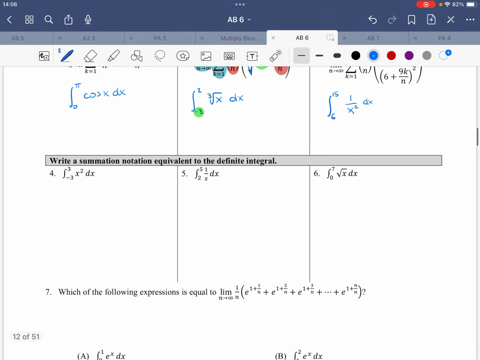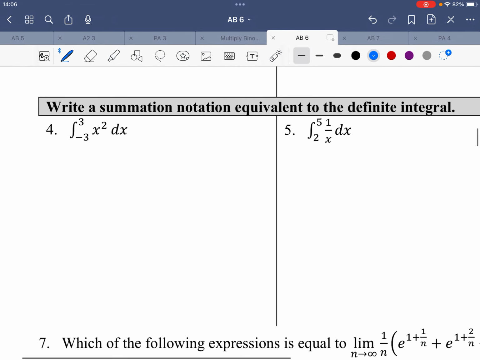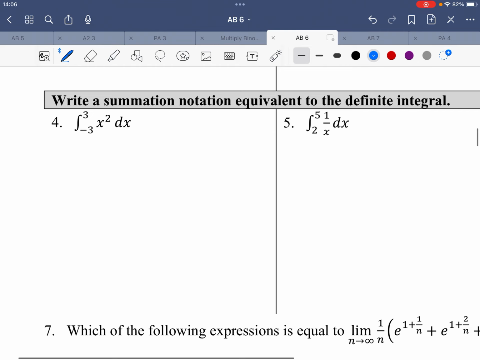Okay. In these problems, we're going to go reversed. We're going to go from the integral to the limit. So the limit, the summation, this is always n to infinity, and this is k from 1 to n.